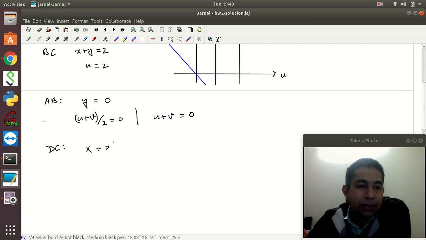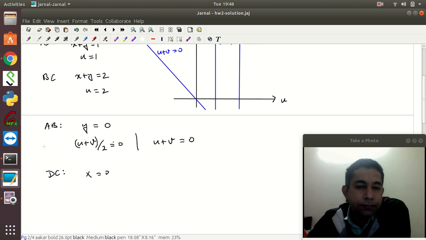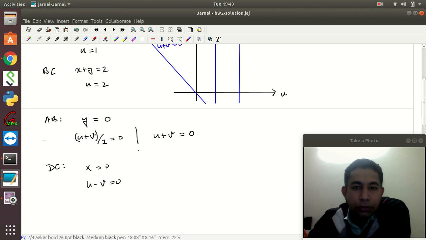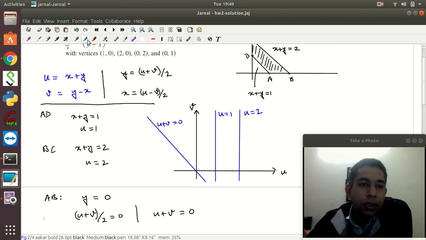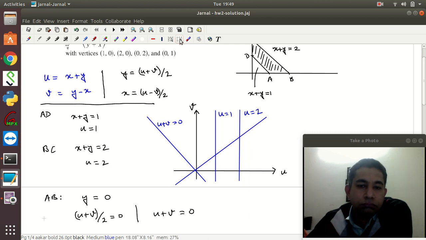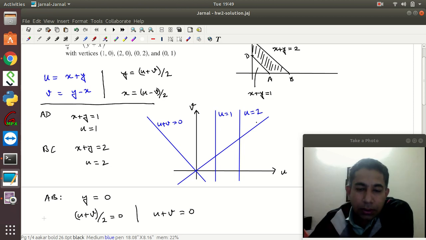Okay, so you write down x in terms of u and v. So x in terms of u and v is u minus v. u minus v is equal to 0. Okay, so u minus v equal to 0 in uv coordinate should look like the line, which line? That line. Correct? Okay, so let's make a trapezoid out of it.